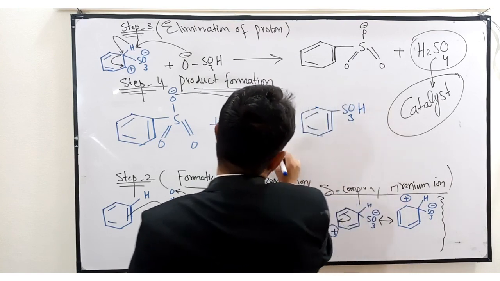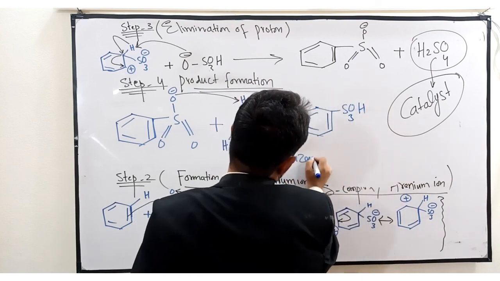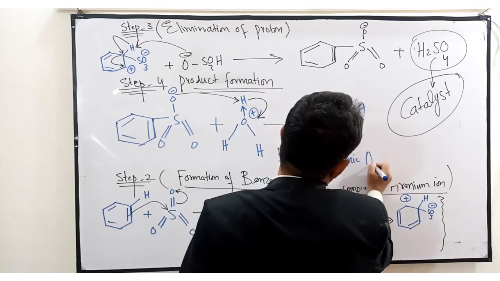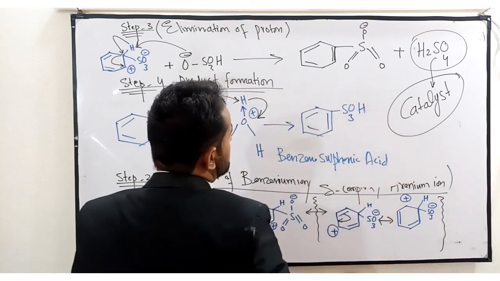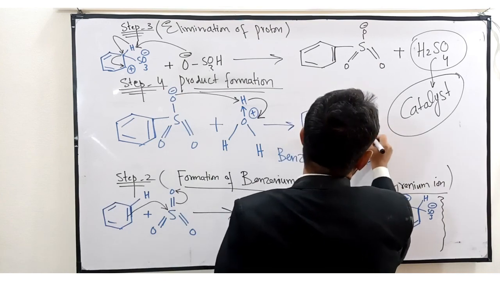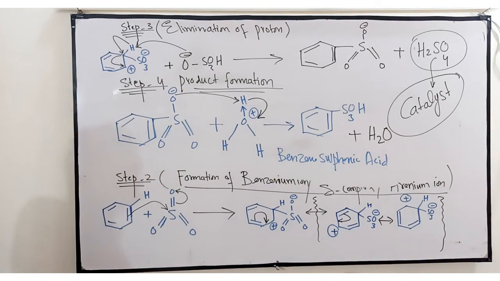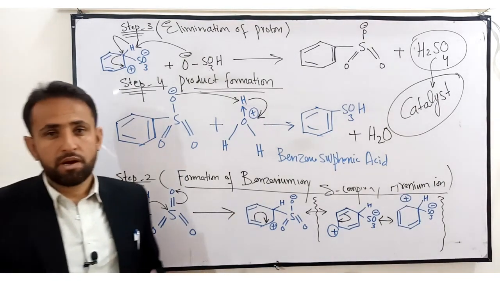Now, this will be our final product, SO3H, which is benzene sulfonic acid, plus one molecule will be formed, that is H2O. So this is the detailed mechanism of sulfonation. Understand, everyone?